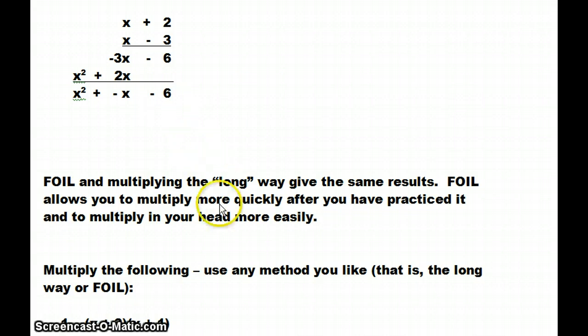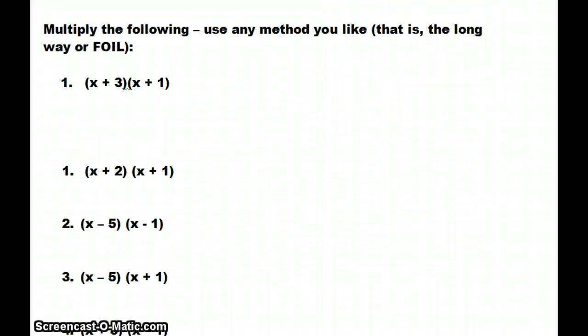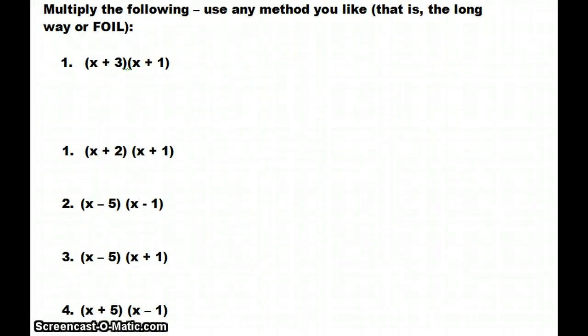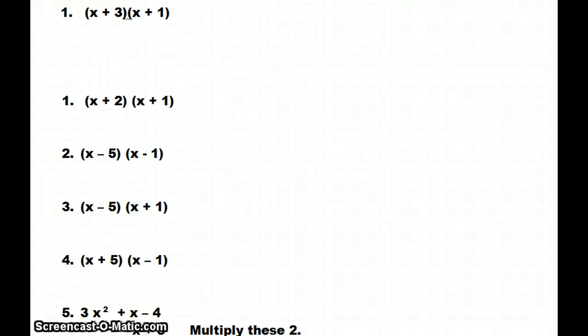On the rest of this page, there are some problems that I would like you to stop the video and try to work. And you have your choice. You can multiply any of these problems using the long multiplication way or the FOIL way, either one that is suitable for you. And it looks like I have two ones here. I don't know how I managed to do that, but I did. Sorry about that.